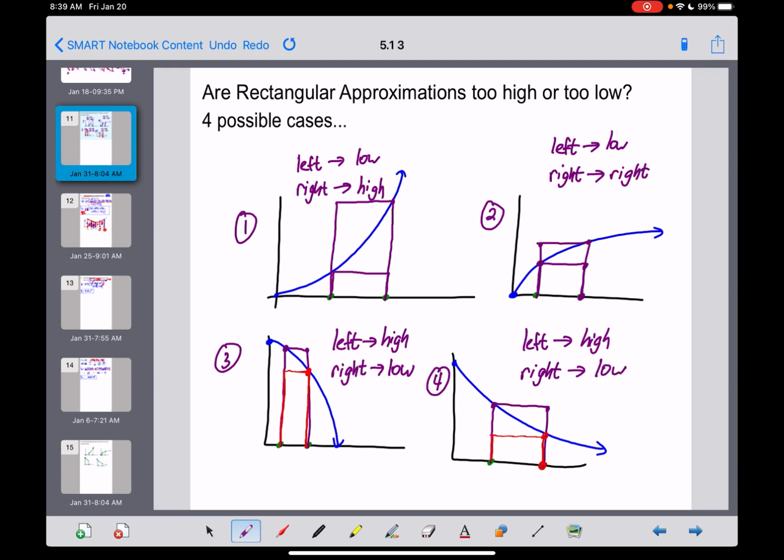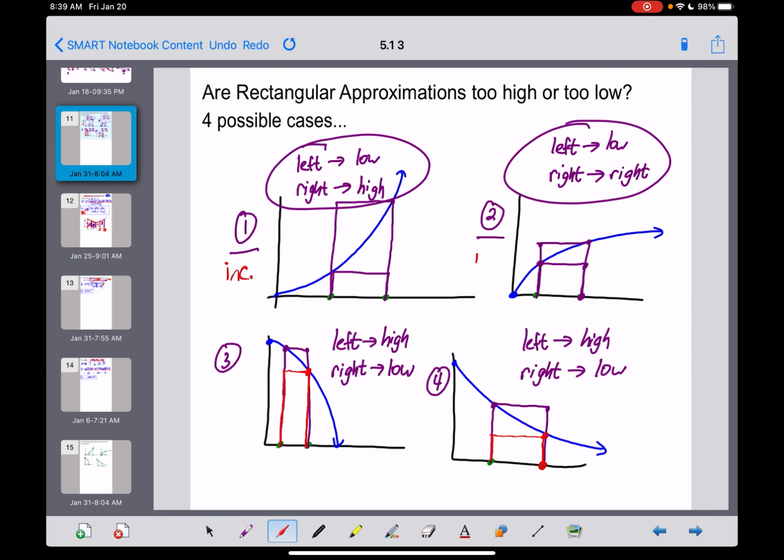So let's put all this together, guys. Let's study this diagram and see what we can learn. The question right here is, what is the determining factor in whether an approximation is too high or too low? Curve 1 and curve 2 have the same result. Left is too low and right is too high. But what I want you to notice is that curves 1 and 2 have the same behavior. They are both increasing functions right here.